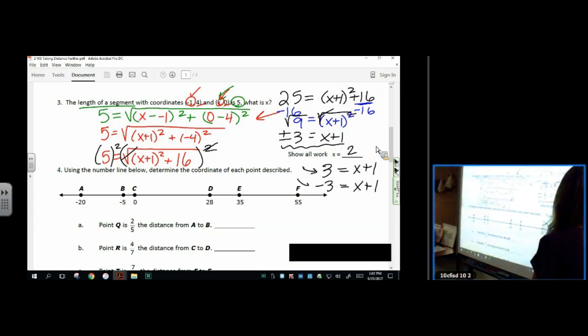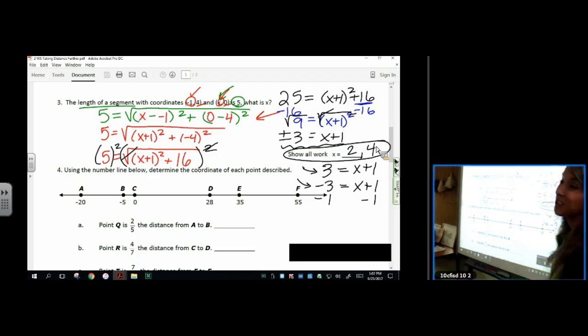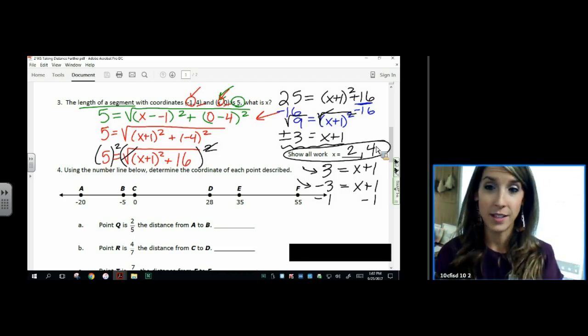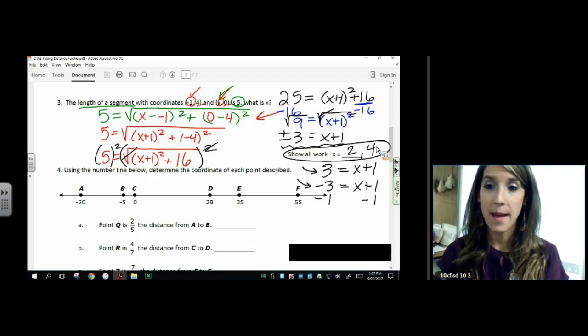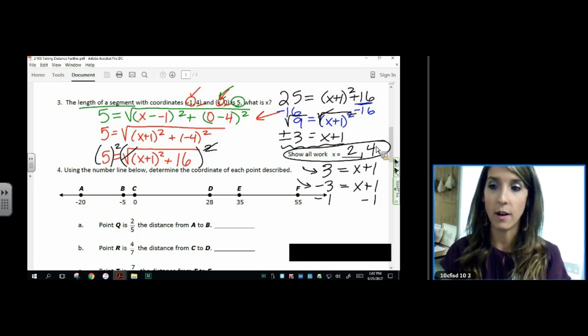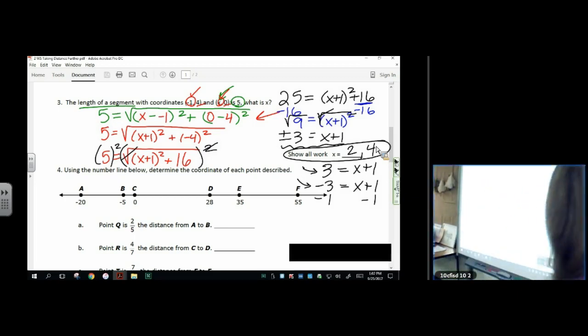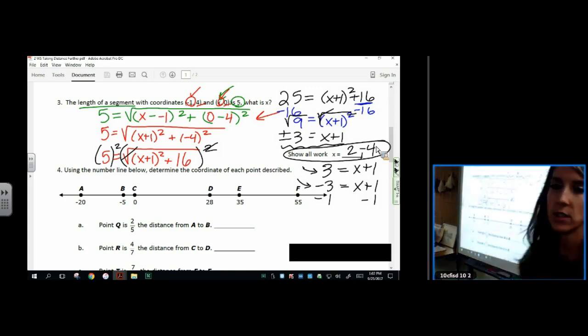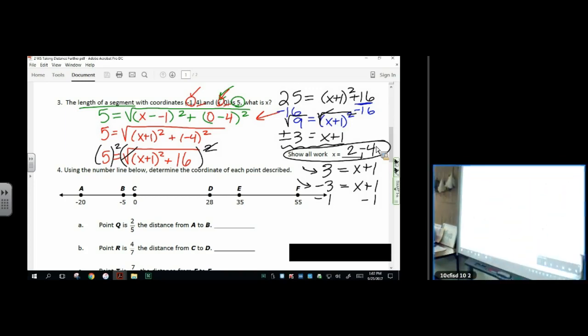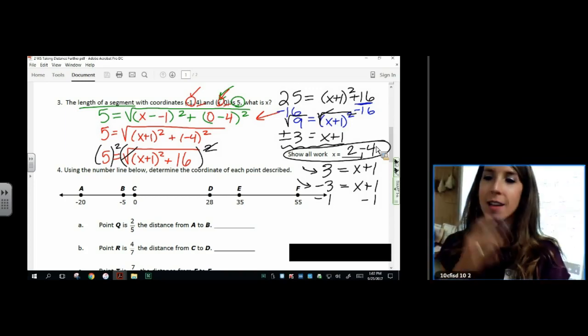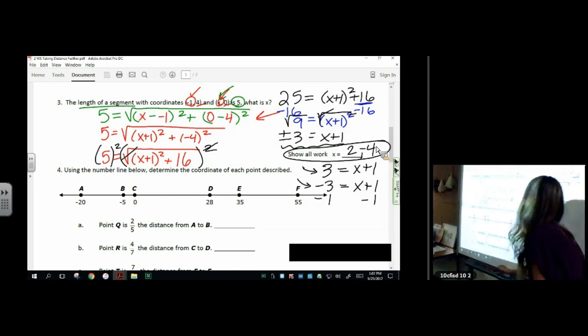And for this one right here, minus 1, minus 1, x equals negative 4. So there are two solutions to this problem. This problem has two answers, two correct answers. Oh, did I not put the negative? I don't know where my negative went. 2, negative 4. 2 and negative 4. It's not a coordinate, it's two separate answers.